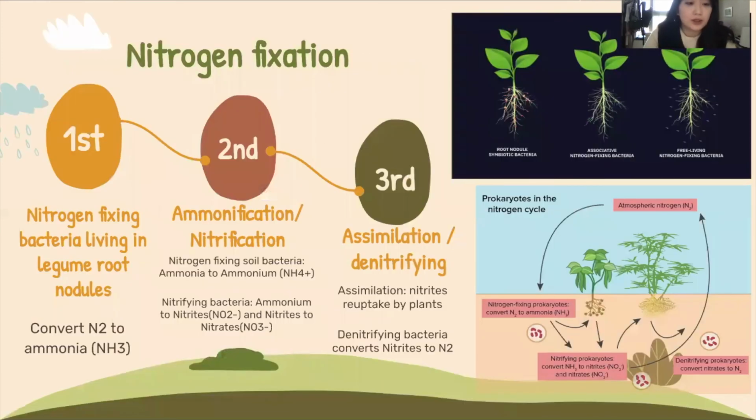Here is nitrogen fixation. Nitrogen-fixing bacteria living in legume root nodules convert atmospheric nitrogen into ammonia, which is an available form for the plant to take up. Then through ammonification and nitrification, ammonia converts to nitrites, then nitrates, so that it can be taken up again through assimilation by plants, or it can be converted back to atmospheric nitrogen by denitrifying bacteria, so that it can hop on the nitrogen cycle again.